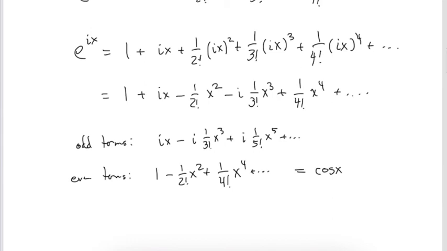What's the other one? Does the other one look like anything? It looks like sine, although it has a bunch of i's on it. Actually, it just has an i distributed on everything. So the first one is actually i times sine x.